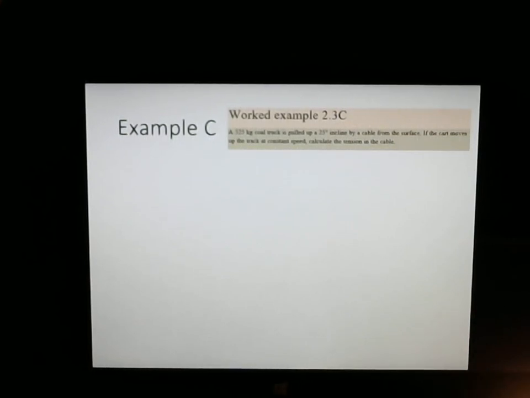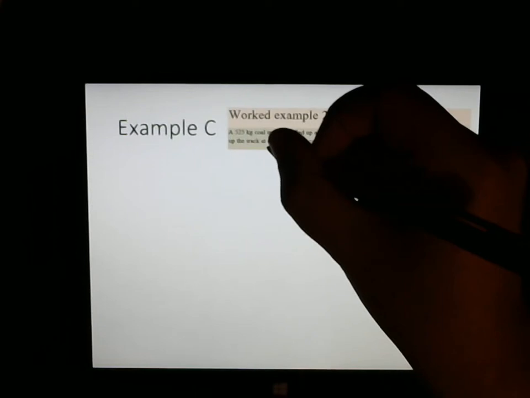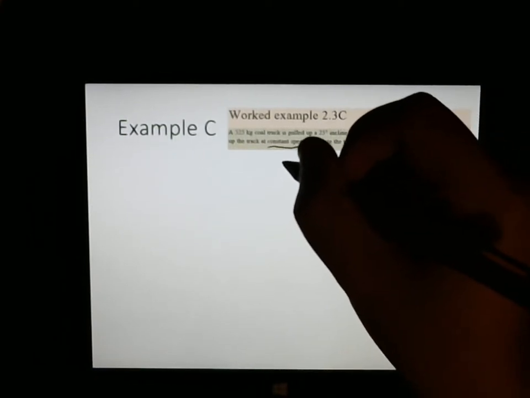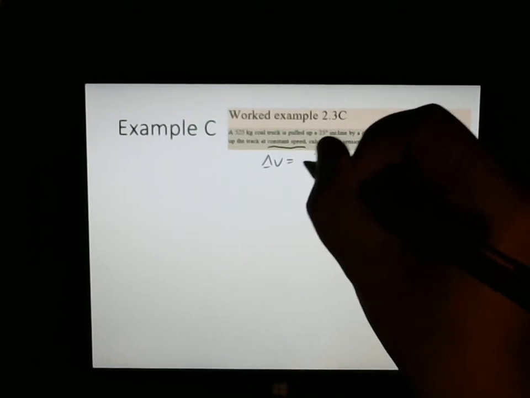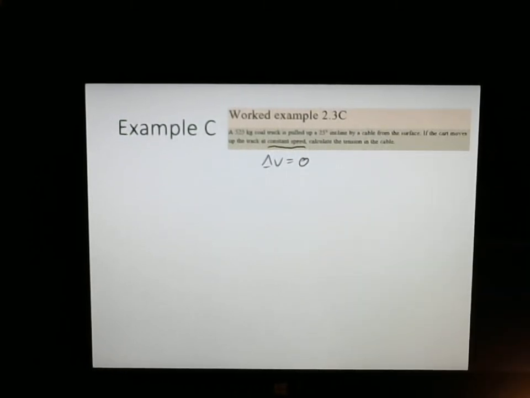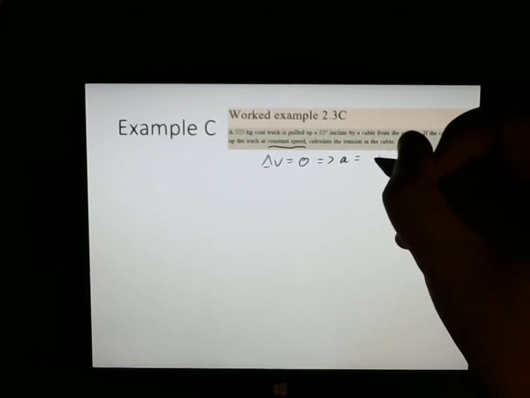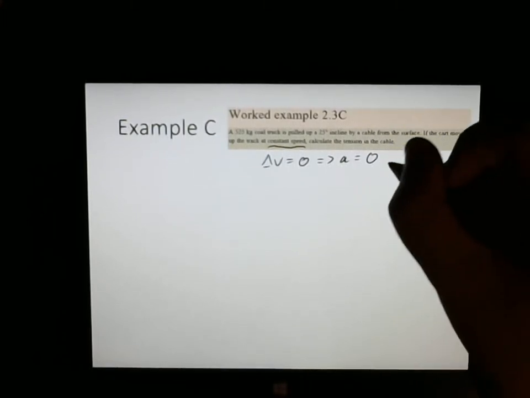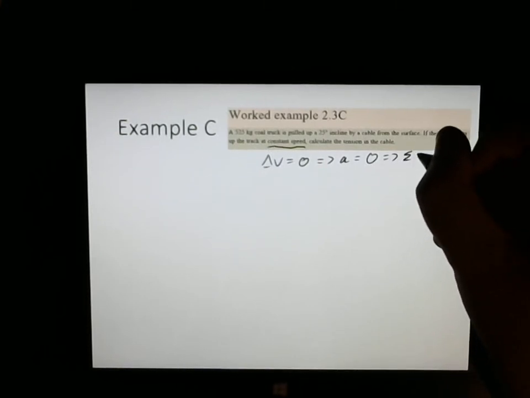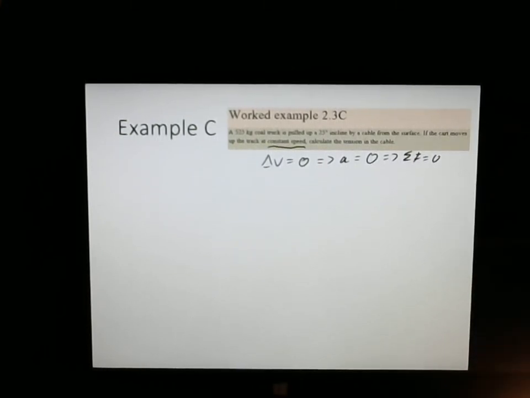We've got a 525 kilogram coal truck being pulled up a 25-degree incline by a cable. The cart moves up the track at constant speed. Calculate the tension. This verb here, constant speed, is really important. Constant speed means change in velocity equals 0. If the change in velocity is 0, that means the acceleration equals 0. And if the acceleration equals 0, that means the net force must equal 0.